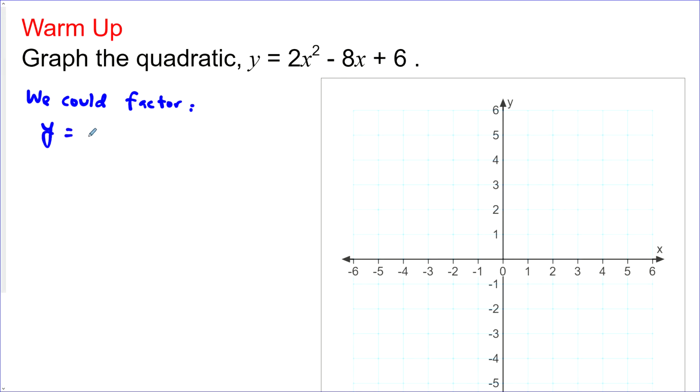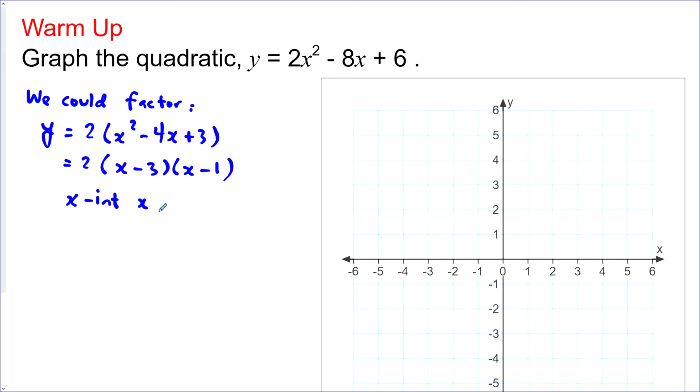So for this one, there's a common factor of 2. Let's get rid of that first. And then factor the remaining quadratic here, x minus 1, x minus 3. That will give us our 2 x-intercepts. And we can put those on the graph. From there, we could tell that the vertex would be at x equals 2.